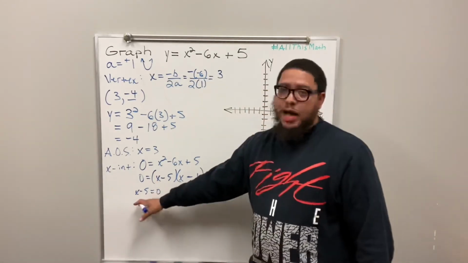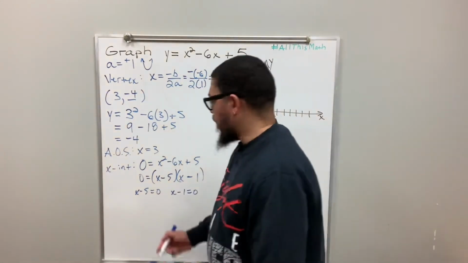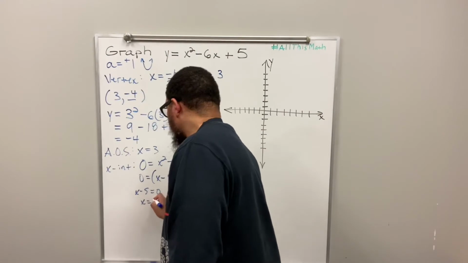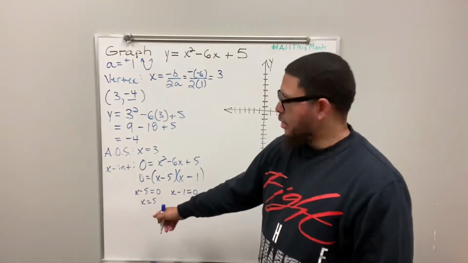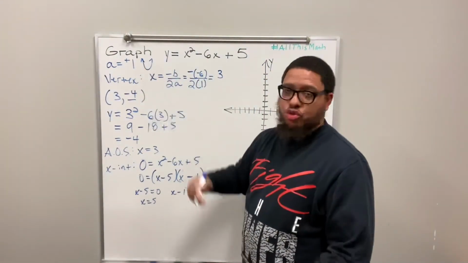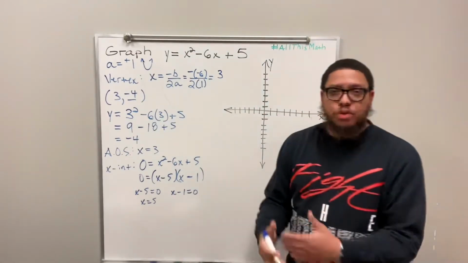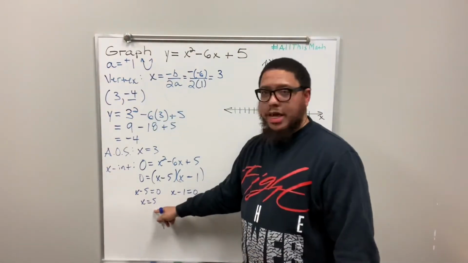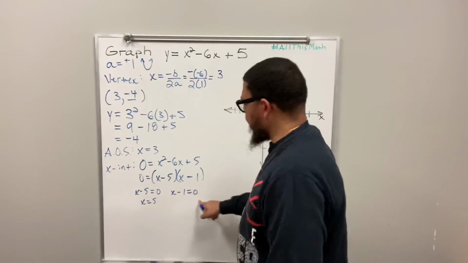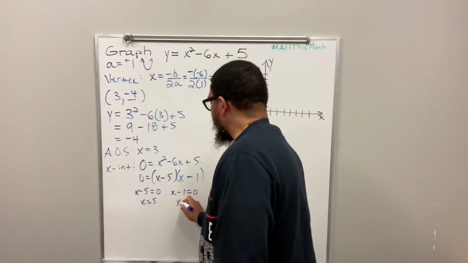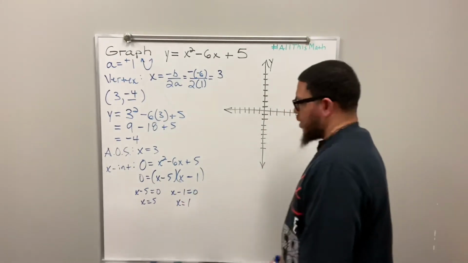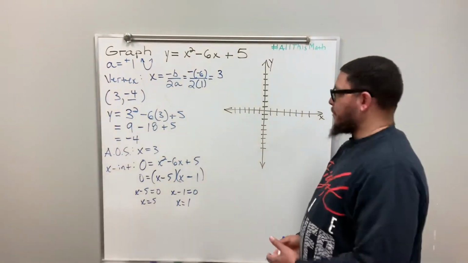Now, if x minus 5 equals 0, then I know x equals 5. That's one of my x-intercepts. That's where my parabola, my drawing, my work of art that I'm about to show you in a minute, is going to cross the x-axis. And if x minus 1 equals 0, then I get x equals 1. That's my other x-intercept. All right?